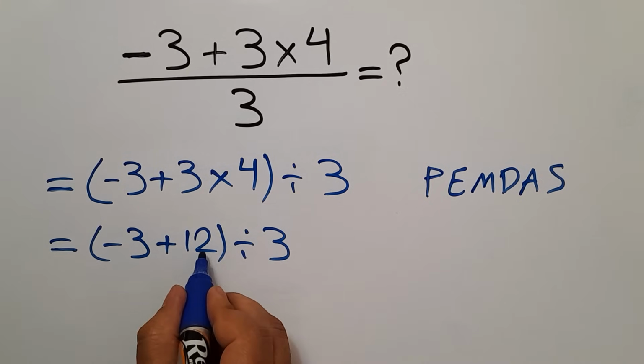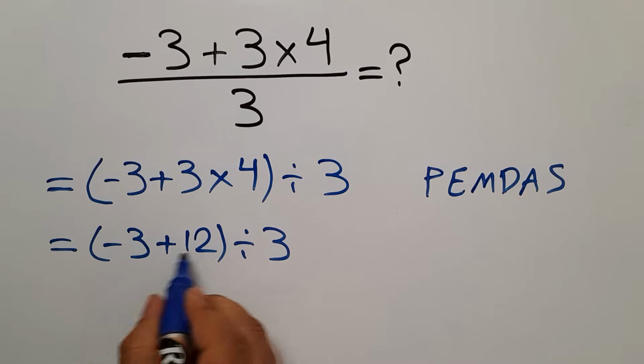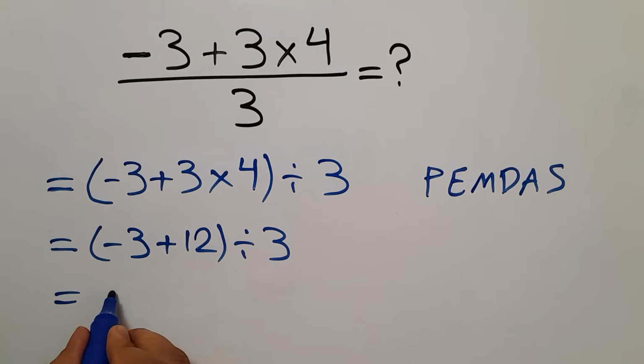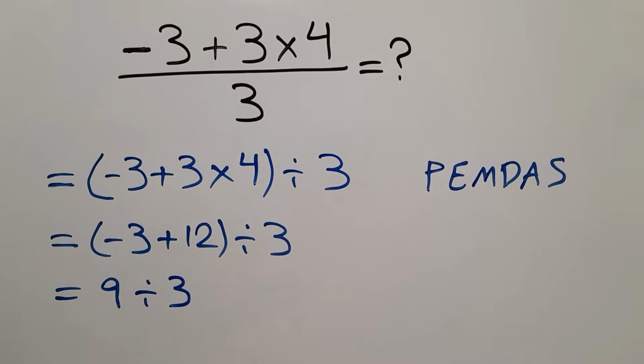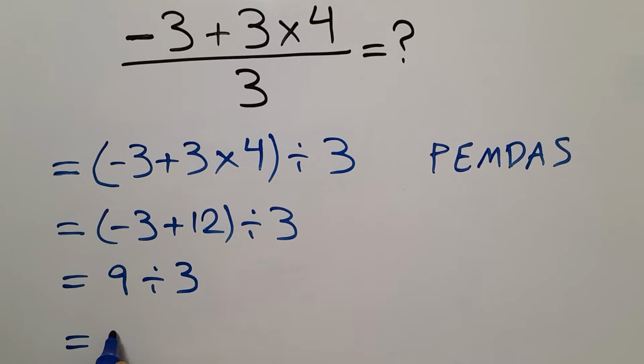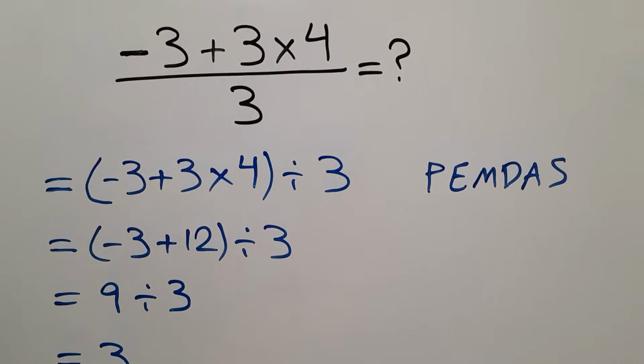Negative 3 plus 12 gives us just 9. Okay, so 9 divided by 3, and this is equal to 3. So our final answer to this problem is just 3.